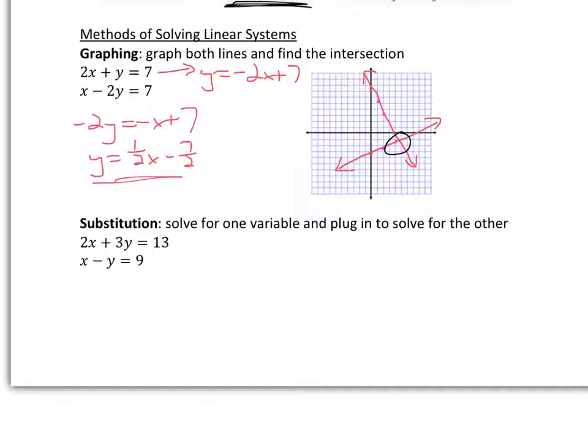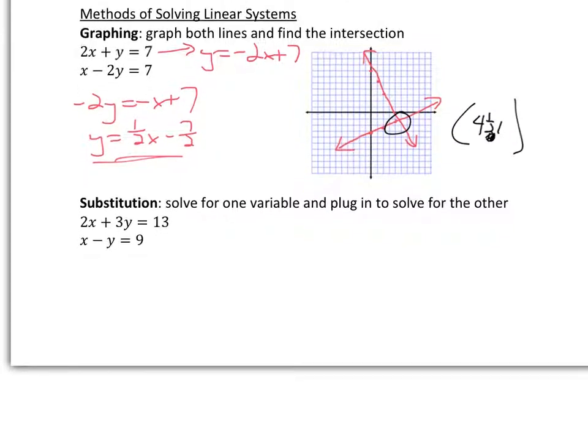Right here it looks like it's probably this point right here, 4, -1 is what it looks like. So you could plug that in and double check to see if the answer is correct. But once again, it's hard to get the perfect answer. It might be 4.5 and -1. It's hard to get the perfect answer when you're graphing like this unless you're using a straight edge or perfect lines.